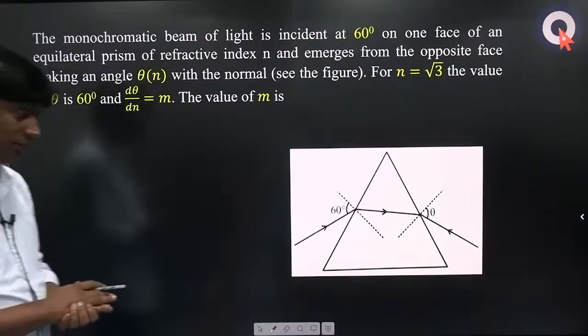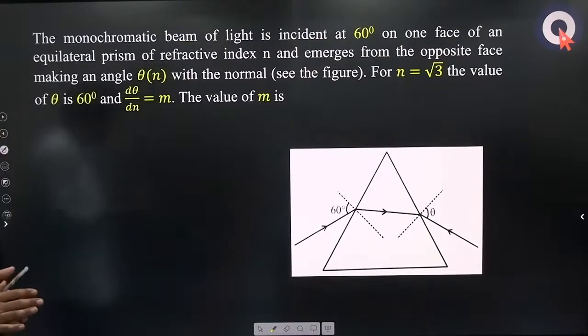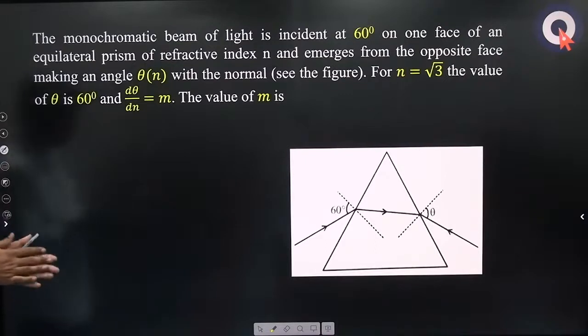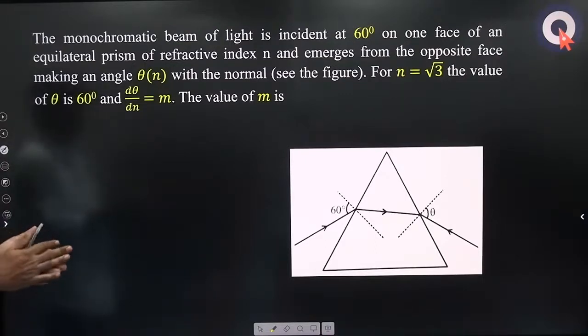So look at this question. Please read this question carefully. The question is based on the prism.